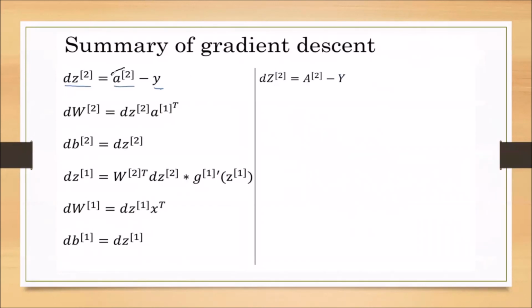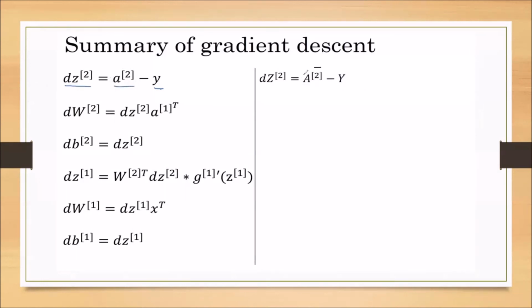Here, instead of taking small a2, we are taking capital A2. What is this capital A2? This is the matrix which consists of the activation units for the M training samples. For the M training samples, all the activation units are there. Here, the number of rows represents the number of activation units, and the number of columns is the number of training samples. If the number of activation units, for example in the second layer, is 1, then it is a 1 by M matrix.